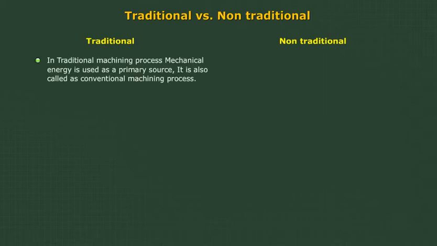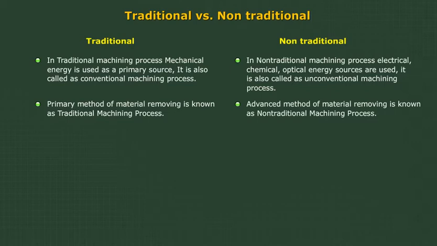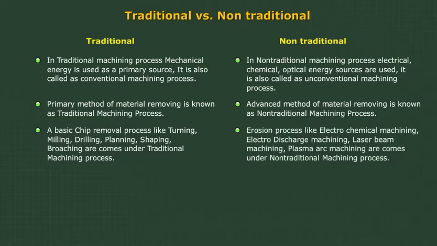By comparing the traditional and non-traditional approaches, we can know the differences. Mechanical energy is used as a primary source in traditional machining methods. In advanced machining methods, electrical, chemical, optical energy sources are used. Primary method of material removal in traditional methods is shearing. Non-traditional methods do not use shearing. They use erosion. Basic abrasion processes like polishing, buffing, lapping, grinding, honing, superfinishing come under traditional machining processes. Advanced processes like abrasive jet machining, ultrasonic machining, water jet machining, magnetic abrasive finishing come under non-traditional machining processes.